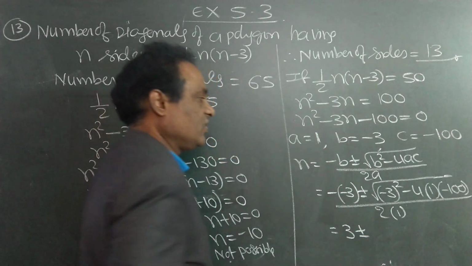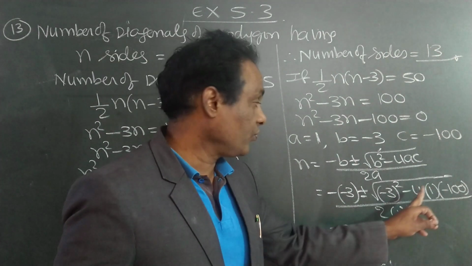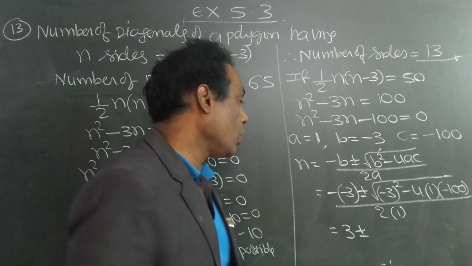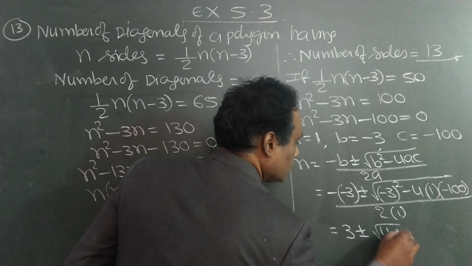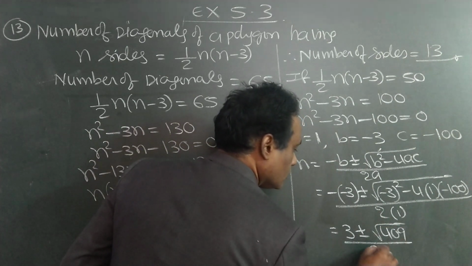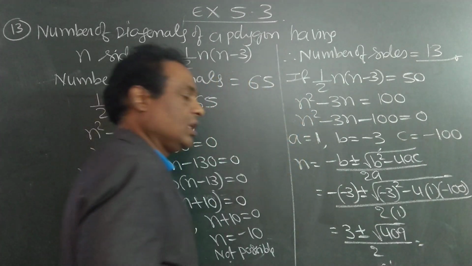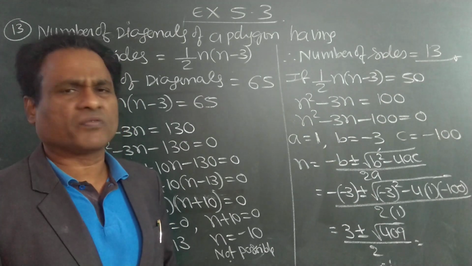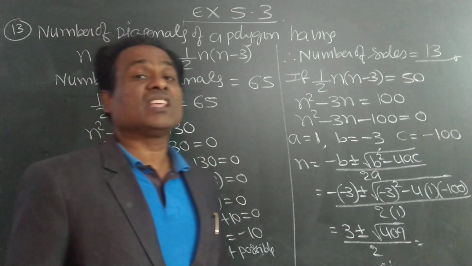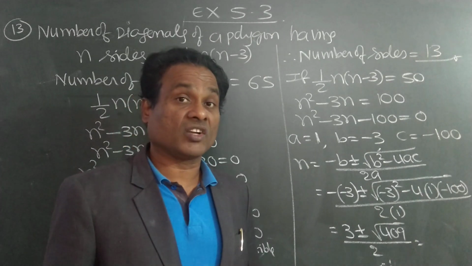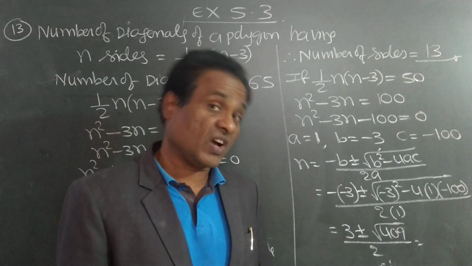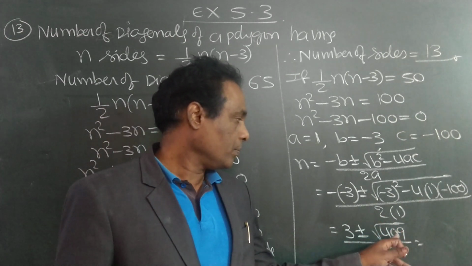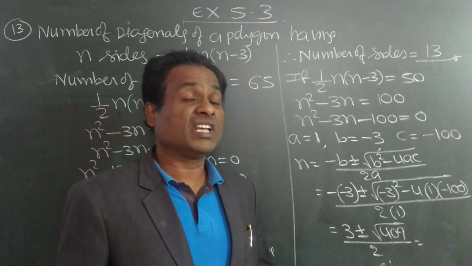3 plus or minus root of, minus into minus is plus, 4 into 1 is 4, 4 into 100 is 400, plus minus 3 square is 9, 409. What is root 409? Root 409 is not a perfect square. Root 400 is 20, 20 into 20 is 400. 21 into 21 is 441, not 409. So there is no perfect root for this 409. It is not an integer.